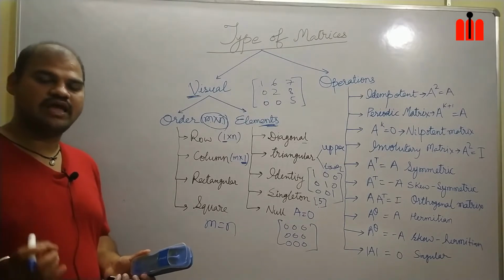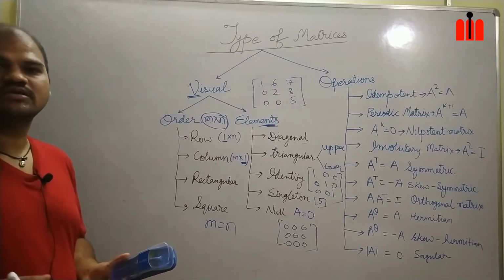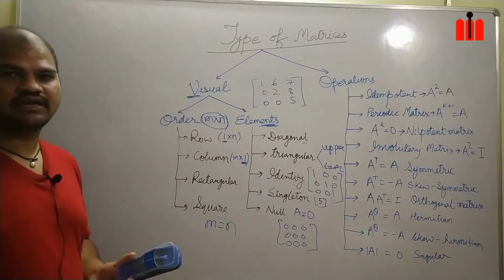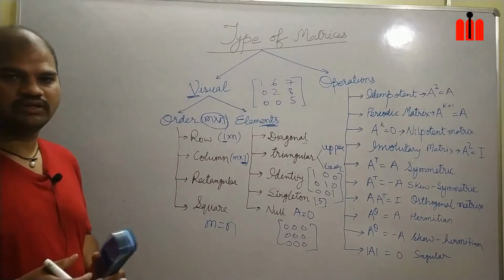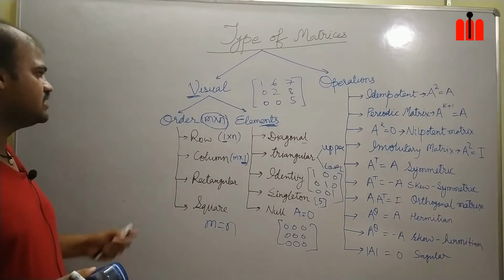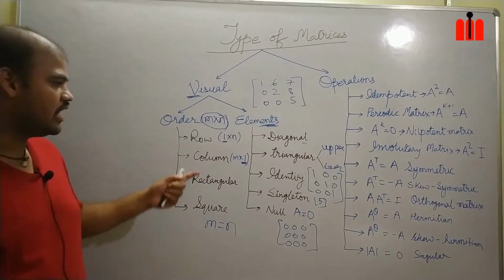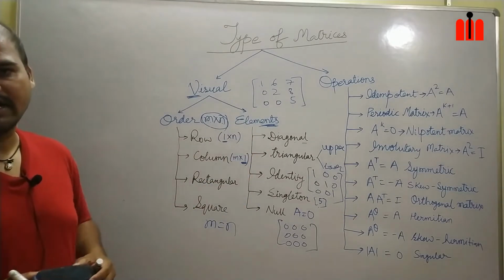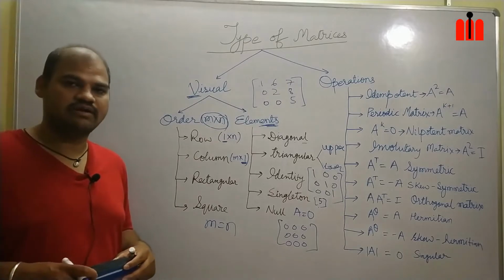Whenever m is greater than n, then it is known as vertical. When n is greater than m, then it is known as horizontal. So this completes our order. And in elements, we have diagonal, triangular, identity, singleton, and null matrix.